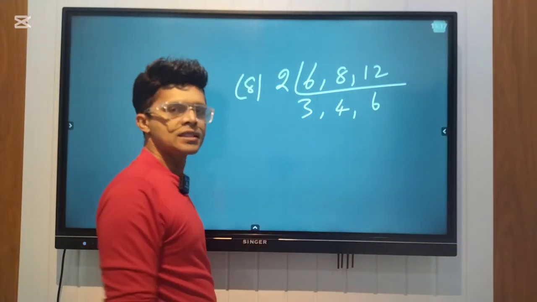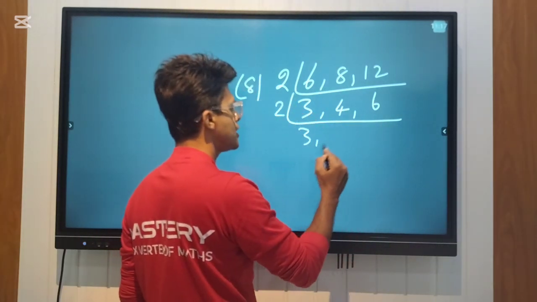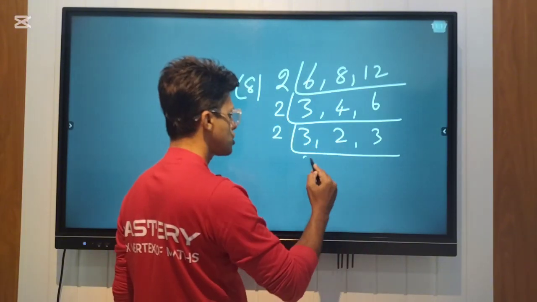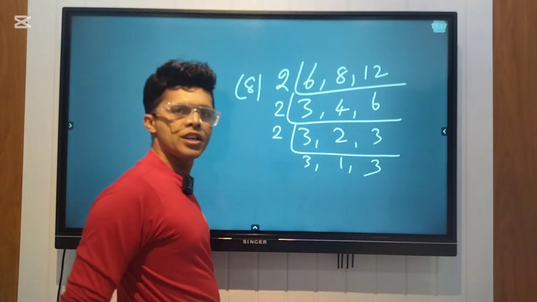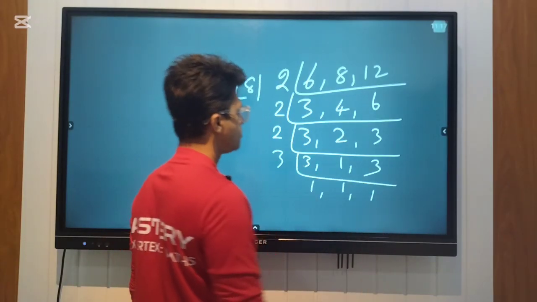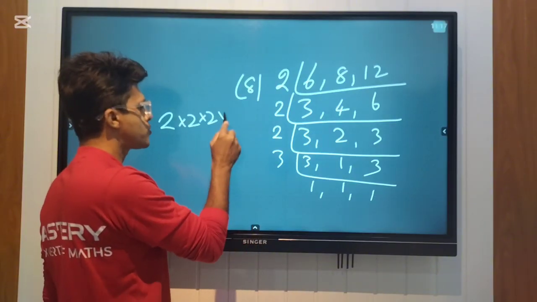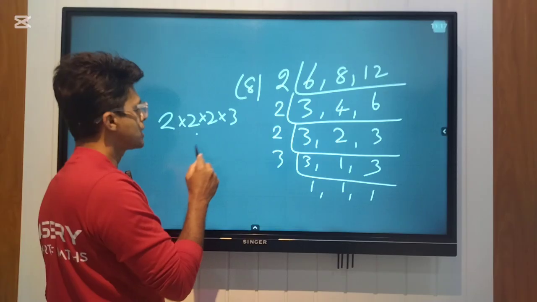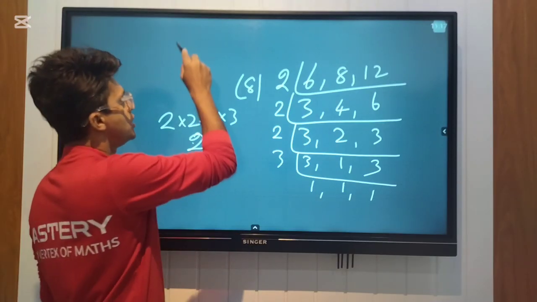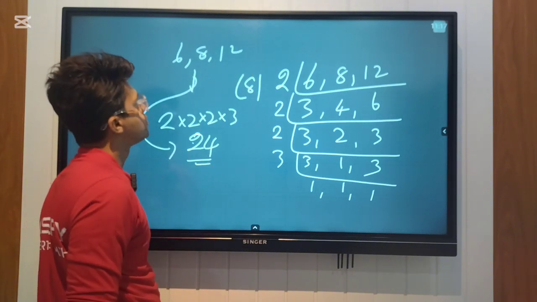Again, you could see 4 and 6 can be divisible by 2, therefore it's divided by 2. Then here 3, here 2, here 3. Again, this 2 also can be divided by 2, so 3, 2 upon 2 is 1, here 3. Eventually, all these digits are divided by 3, then 1, 1, 1. So these values can be multiplied: 2 times 2 times 3, 2 times 4, 4 times 12, 12 times 2 is 24. So the LCM of 6, 8 and 12 is 24.